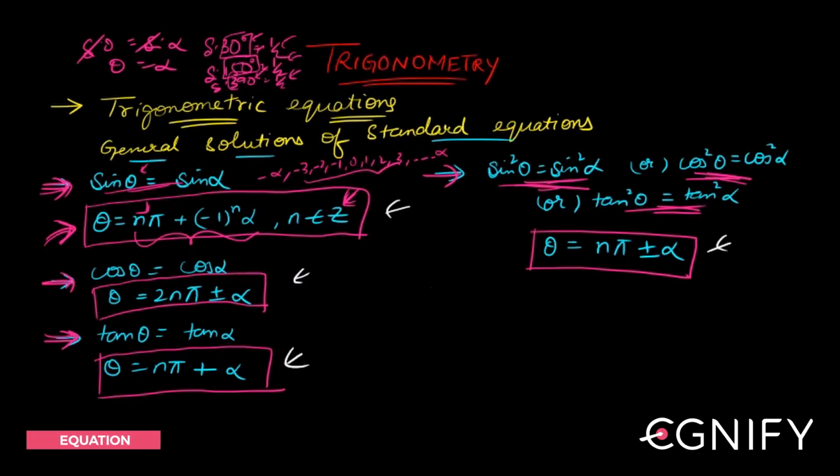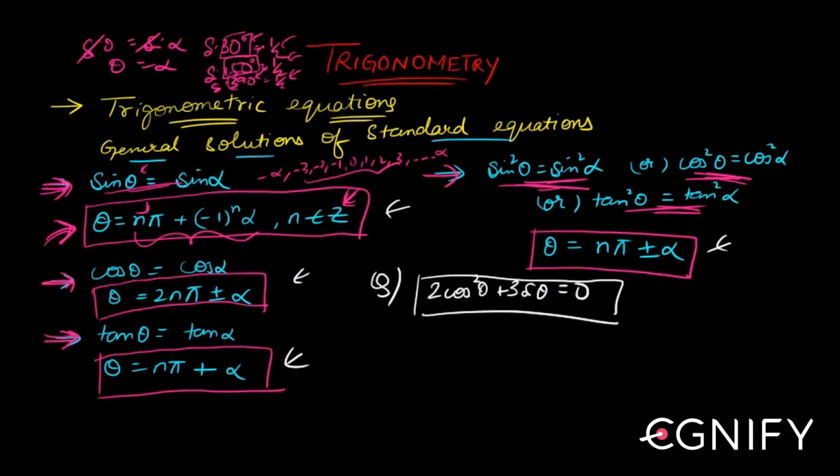So if you have an equation like 2 cos square theta plus 3 sin theta equal to 0, for example, this is the question given to you. This is a trigonometric equation, as you can see. Now, cos theta and sin theta are both unknown, right? So I can write cos square theta as 1 minus sin square theta, giving 2 into 1 minus sin square theta plus 3 sin theta. Now, this trigonometric equation is not in any of these forms, so I have to simplify it to make sure that it comes in one of these forms.